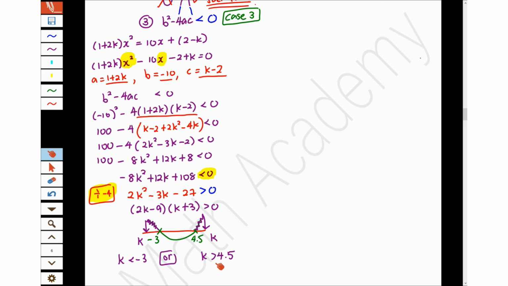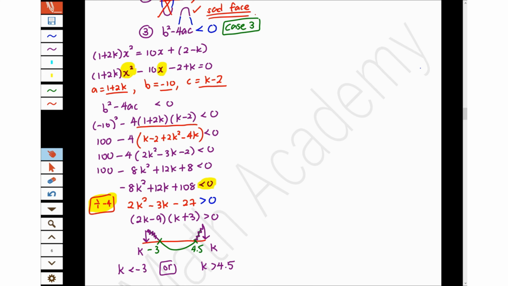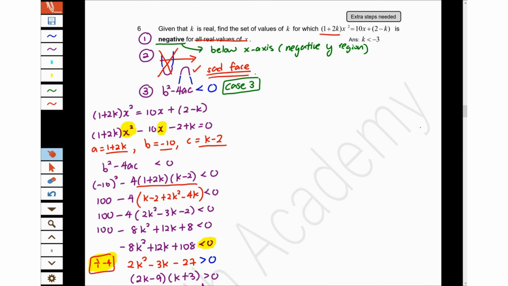So these two are basically the intermediate answers. They are not the final answers yet. Remember, we expect this question to have extra steps because we can see that there's a k in front of x squared. The extra steps, one more time, depend on the face. So right now we have a sad face. Sad face implies that the coefficient of x squared is negative. Okay, let's do the proper working right now.